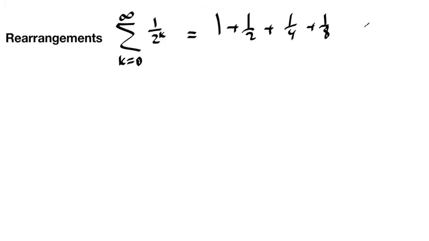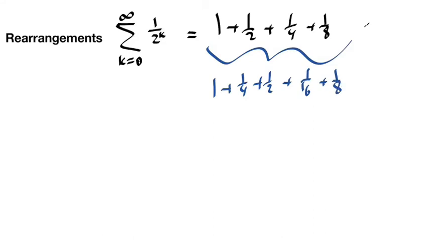So for example, if I take the sum as k goes from 1 to infinity of 1 over 2 to the k, this is 1 plus a half plus a fourth plus an eighth. What happens if I decide to rearrange these pieces? What happens if I say go 1 plus a fourth plus a half plus a 16th plus an eighth? So what if I do something like that? Well, it turns out that this is just fine as long as the series converges.